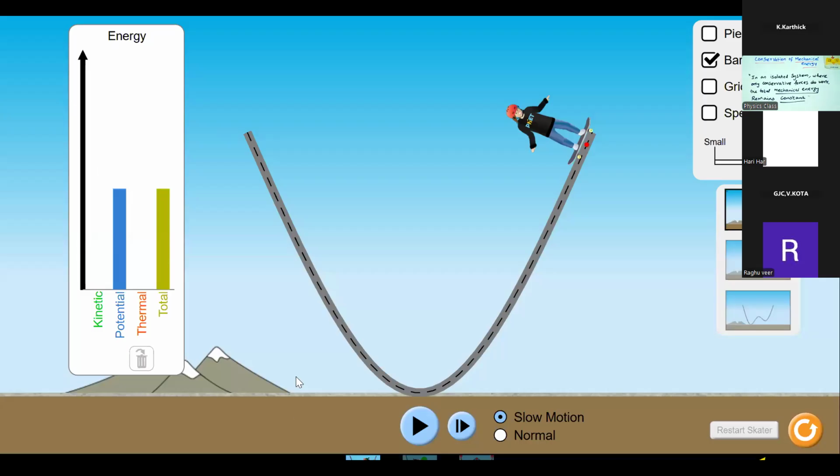Okay, so please observe the potential energy bar and also the kinetic energy bar. What do you observe?